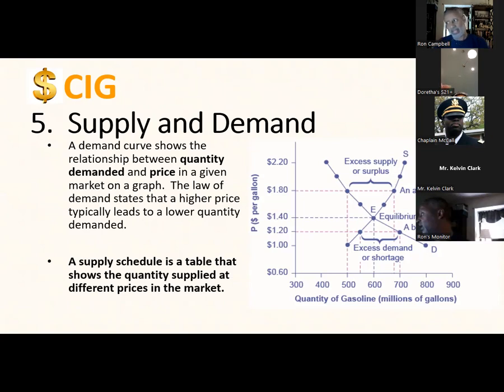That makes sense? That makes sense though, that as gas goes up, fewer people are going to either take trips or they're going to modify their driving habits or things like that. That makes sense?